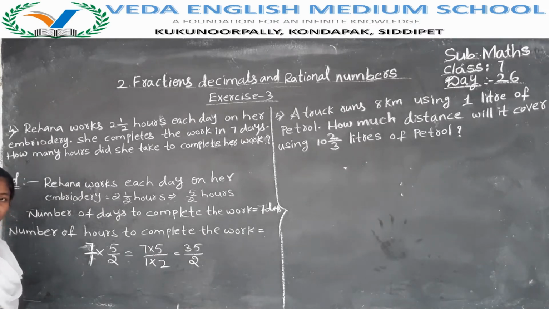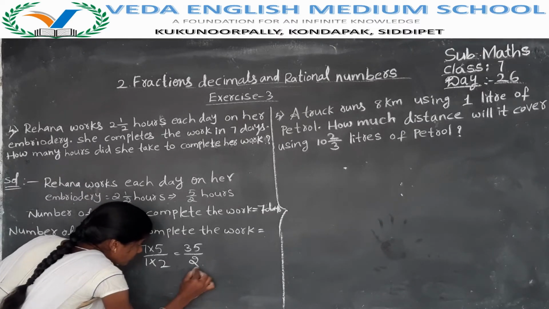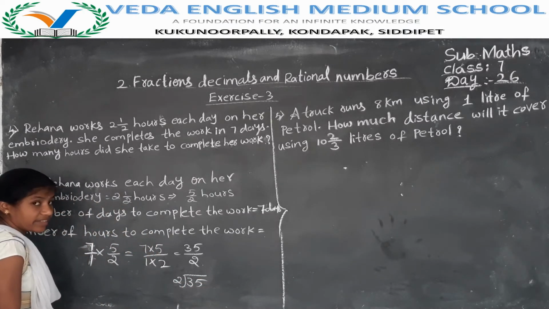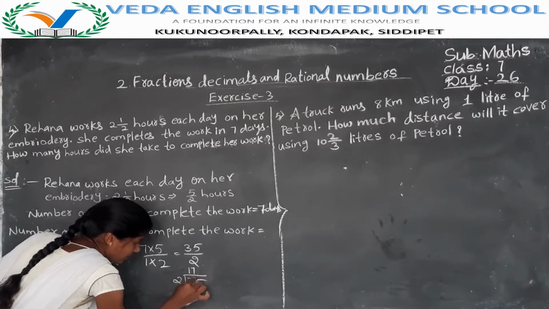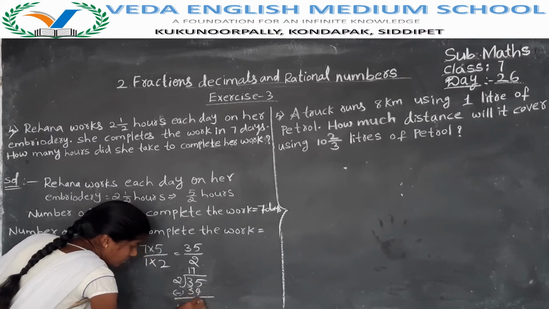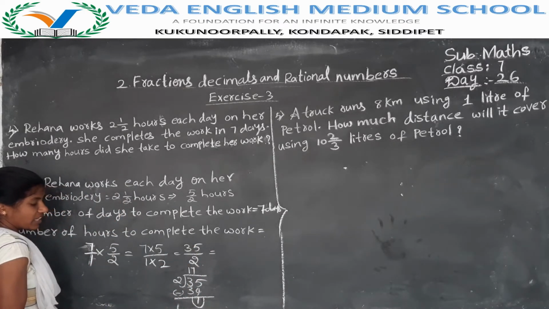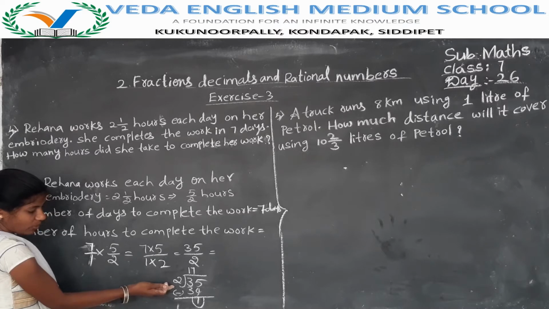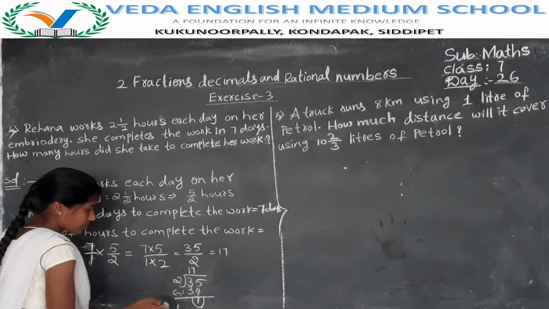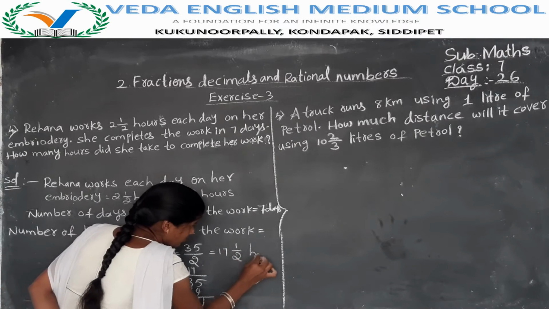We can convert this improper fraction to a mixed fraction. How to convert? By division. Now divide here. 35 is not possible in the 2 table, but we can take 2 17s are 34. Now 35 minus 34 gives 1. Now the conversion: we have converted 35 by 2, an improper fraction, into a mixed fraction. First 17 we have written, then 1 by 2 hours.